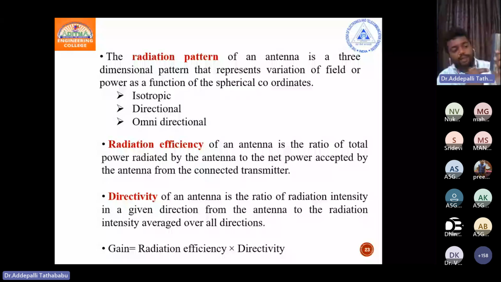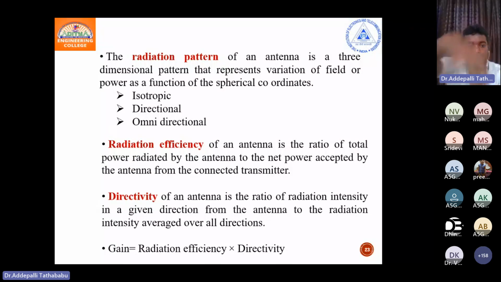Azimuthal angle means this is the x-axis, this is the y-axis, this is the z-axis. The azimuthal angle is with respect to the x-axis, and the maximum radiation is around that. That is omnidirectional. Now coming to the second point, directional radiates maximum in a particular direction only.